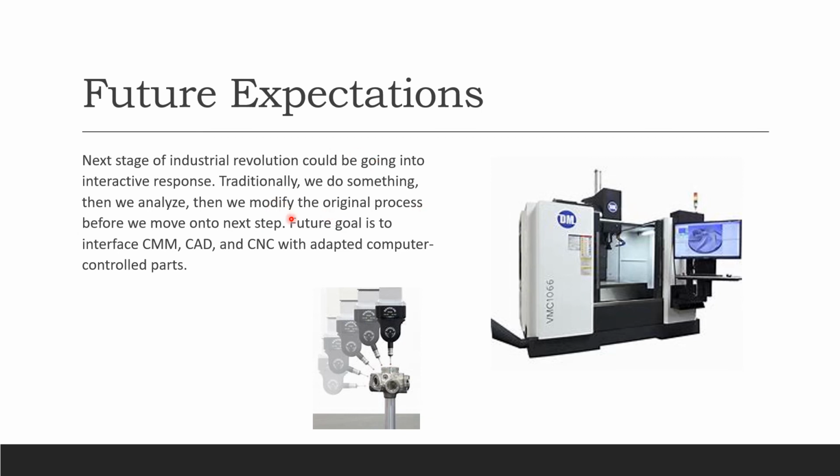So why do we have to do this kind of thing? Traditionally, we do something. After we do something, you don't just leave it alone. We analyze. We take a look at it. It's all right. And then we're going to modify the original process if it's not working before we move on to the next step. So once we get everything perfect, or near perfect, I shouldn't say perfect, near perfect up to the point that we want to get, then we're going to move on to the next step. The future goal is to interface your CMM or CAD and CNC with the adapted computer control parts.